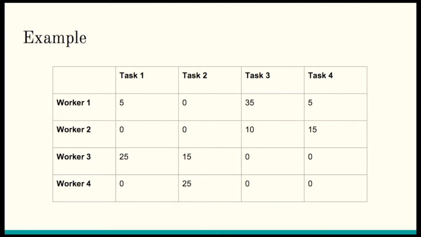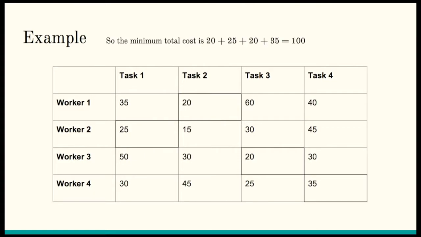Worker 1 has a single 0 in its row, so we must assign task 2 to worker 1. Worker 2 has zeros for task 1 and task 2, but task 2 is already taken by worker 1, so the only available 0 is task 1. Worker 3 can be assigned task 3 or 4. Either way, the result will be the same, so let's assign it task 3. Now the only available 0 for worker 4 is task 4. Now, all of the workers have been assigned a unique task, and if we look at the original matrix, it is clear that the minimum total cost is 100.